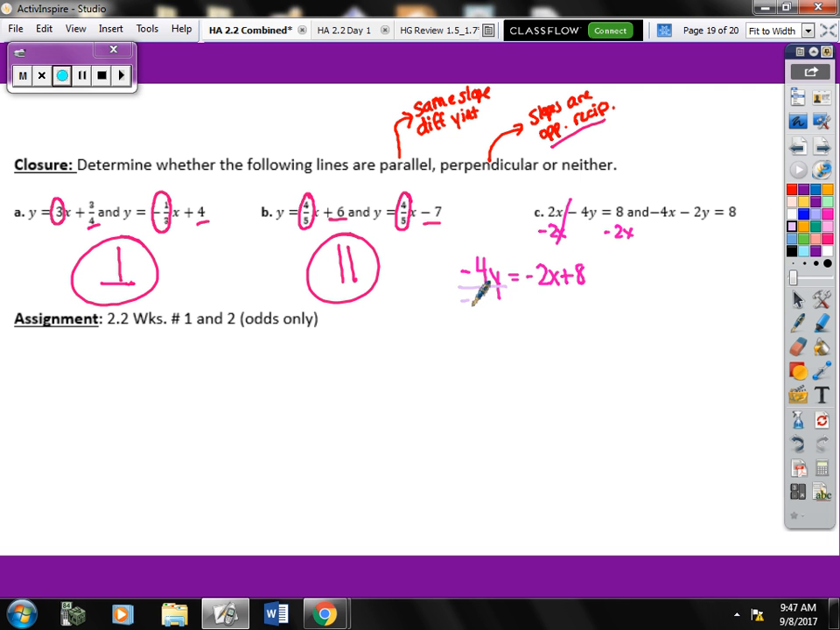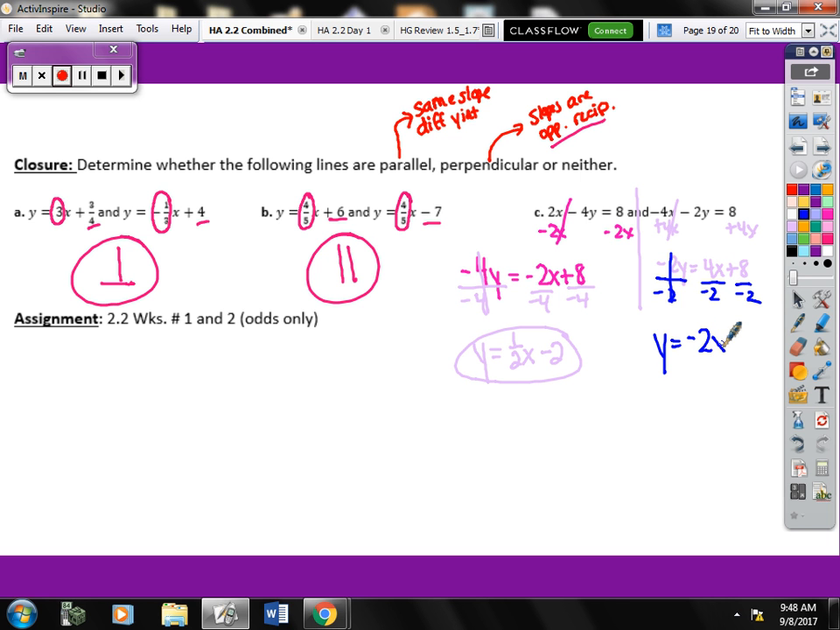And then divide everything by negative 4. Which will get me y equals, the two negatives would cancel to be 2/4, which is also 1/2 x. 8 divided by negative 4 is a negative 2. And then for the other equation, I would add 4x. And then I would divide by negative 2. And I'll get y equals, 4 divided by negative 2 would be negative 2x. 8 divided by negative 2 would be negative 4.